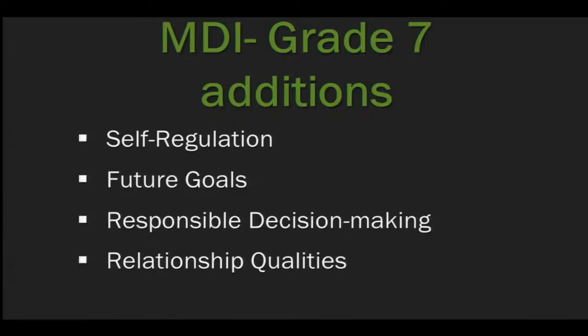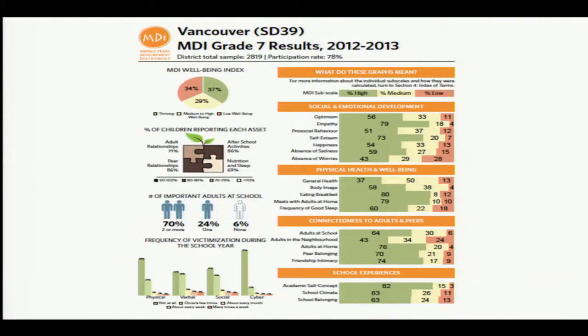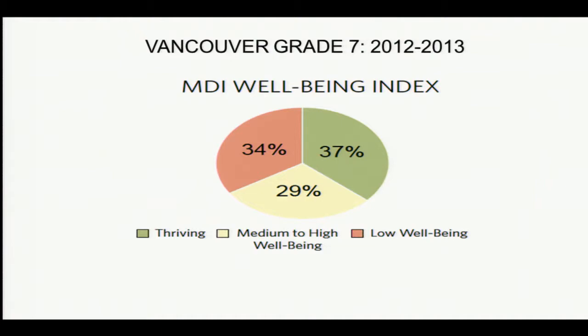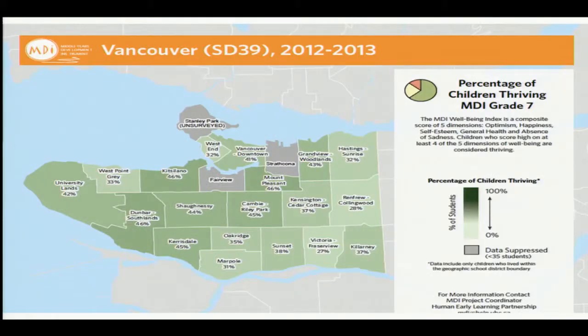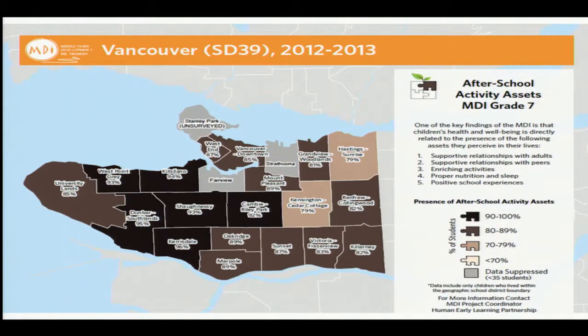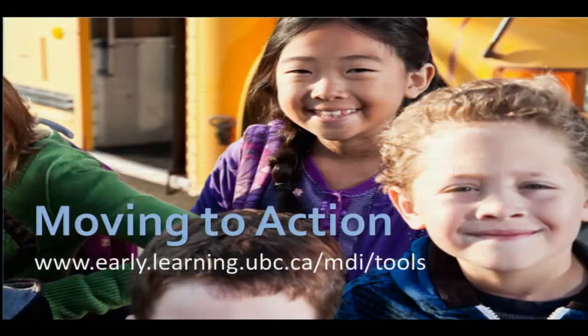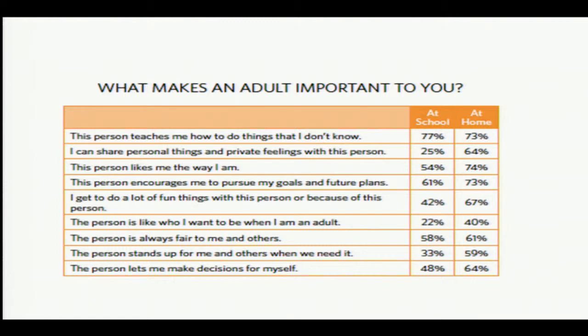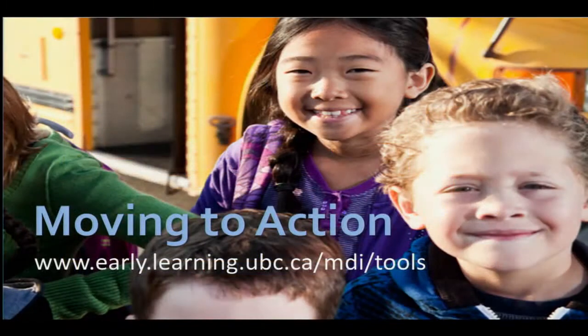And then I'm not going to go through the grade seven, just to tell you we learned a lot of different things and have the maps in that way. But I'm just going to forward, this is all my PowerPoint, just to show, this is when we looked at grade seven, how we could link it across time. Although this is interesting, I said, what makes an adult important to you? The person teaches me how to do things I don't know. And we looked at both at school and at home. And I won't go through all of these, but how much kids tell us about what they need.